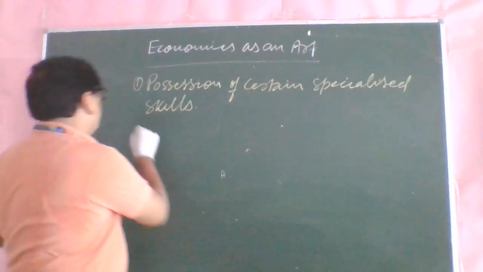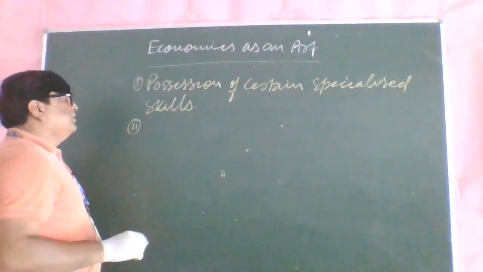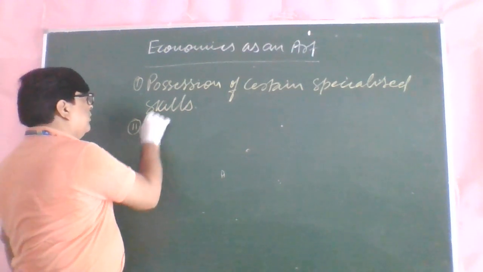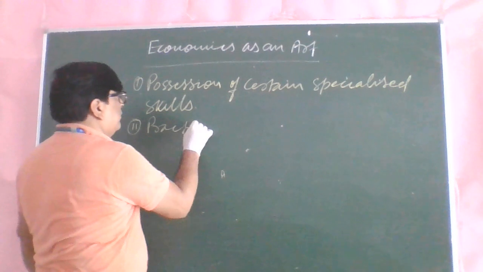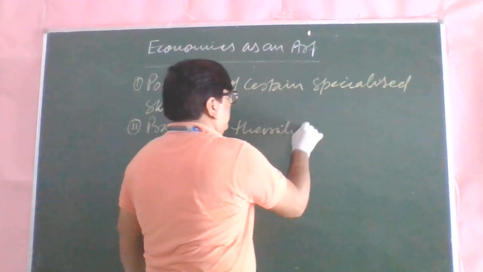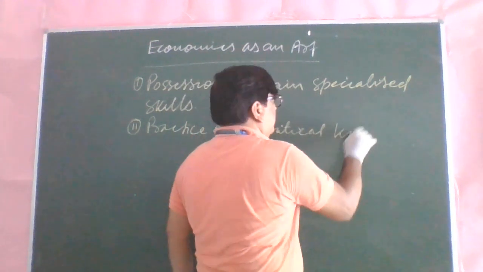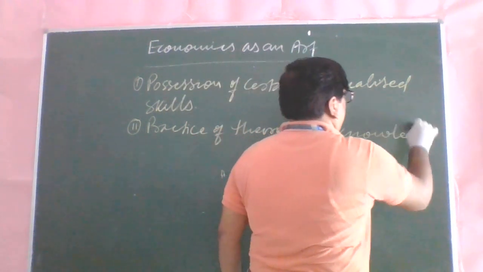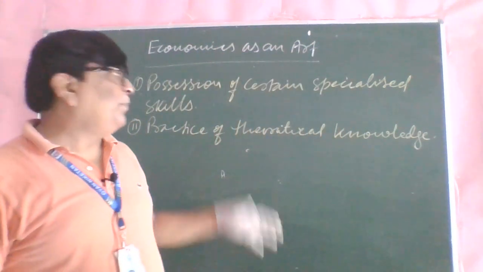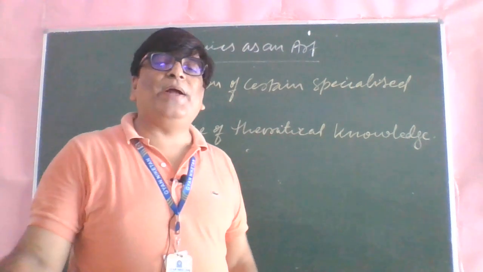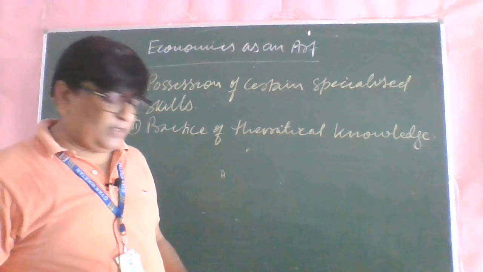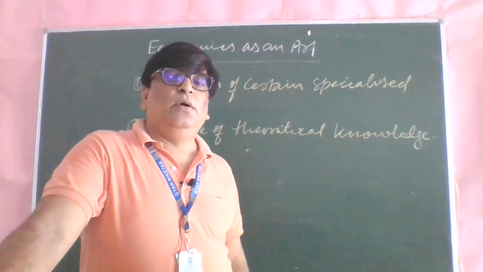Number two, the requirement for a subject to become art is practice of theoretical knowledge. Whatever theoretical knowledge you have gained, you practice. You use it in actual practice. So that actual practice is necessary.